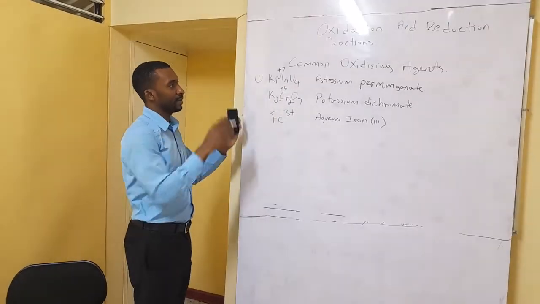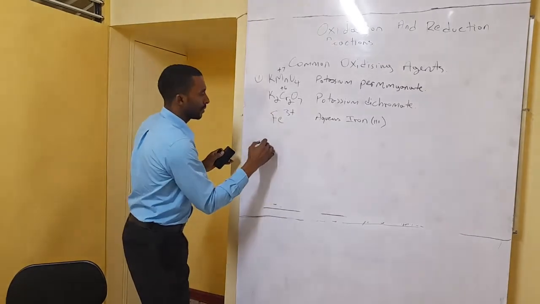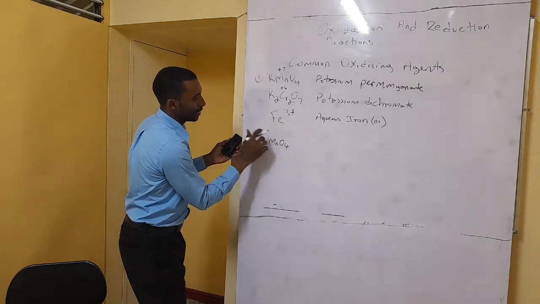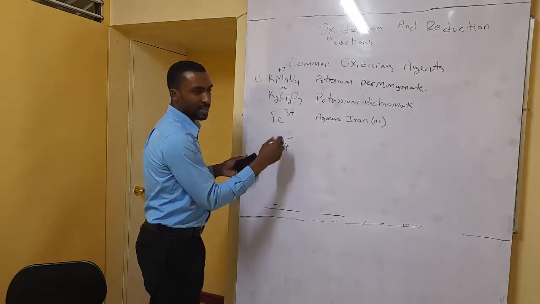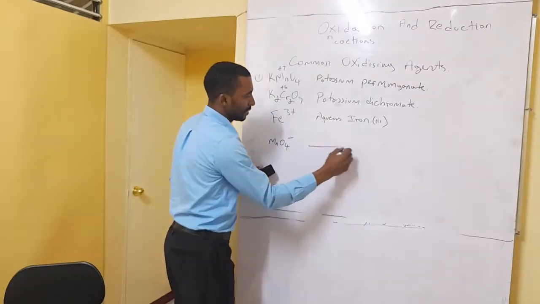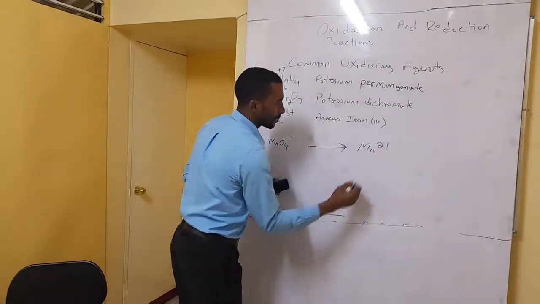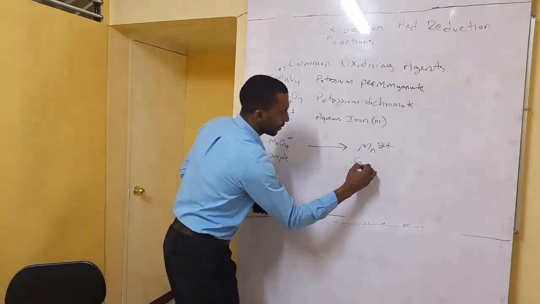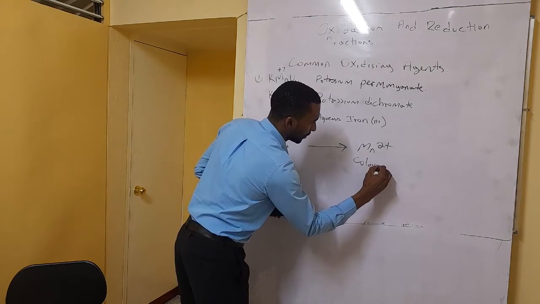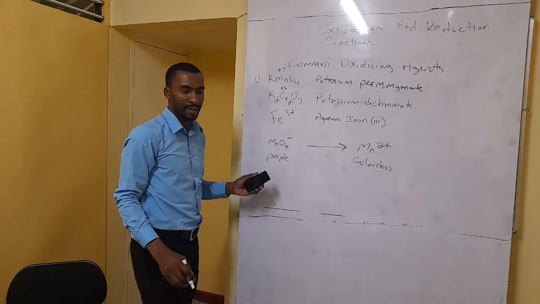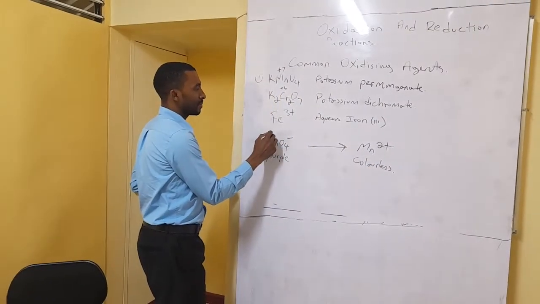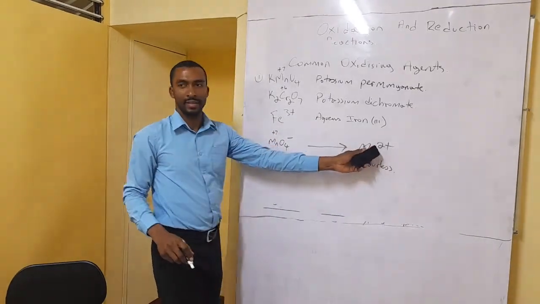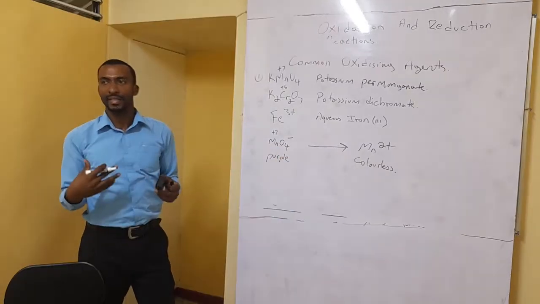So normally KMnO4, so it's the permanganate ion. When this is acting as an oxidizing agent, it will be reduced to Mn2+, alright? This is purple, this is the color. As you can see, manganese here is +7 and it is reduced, so it is acting as an oxidizing agent.